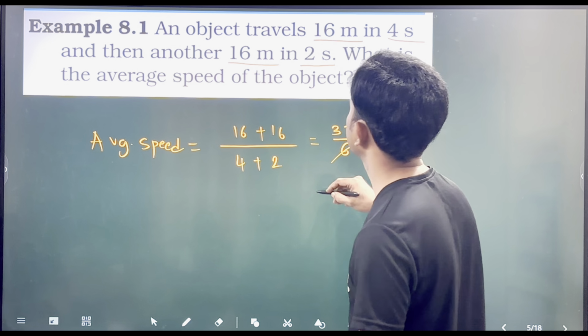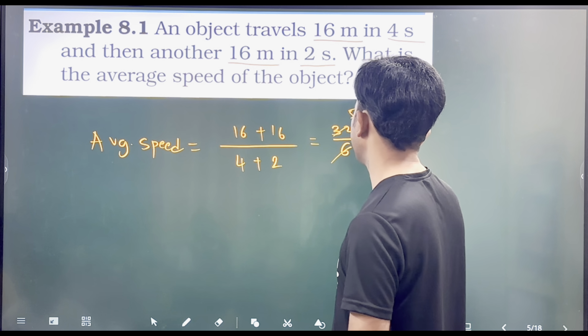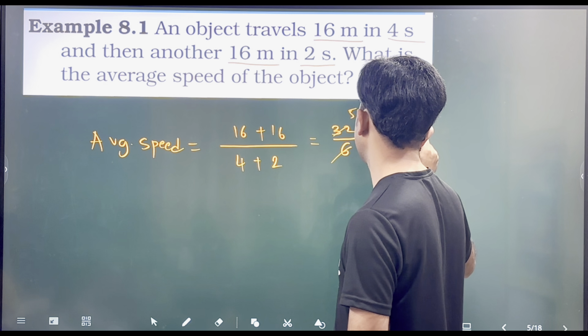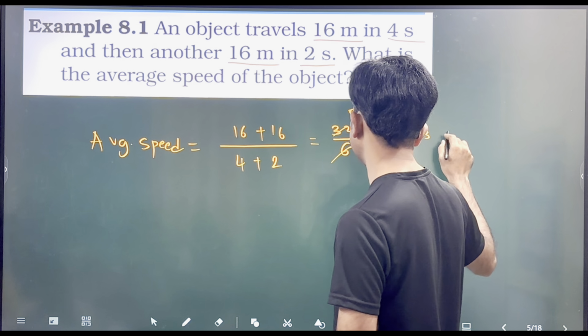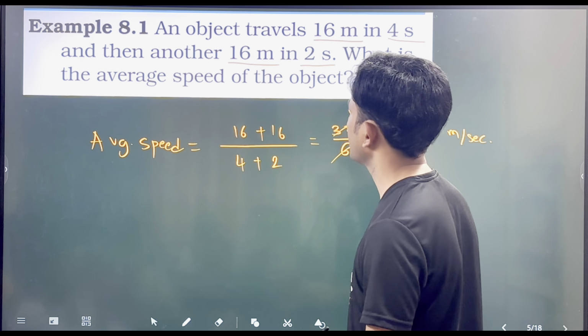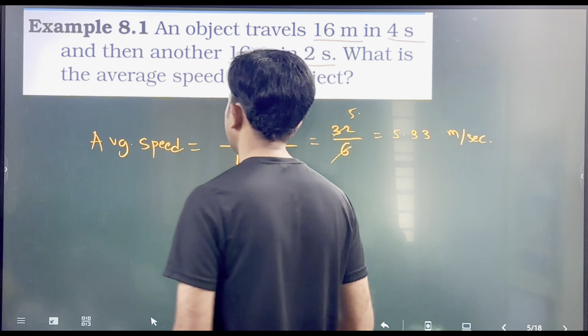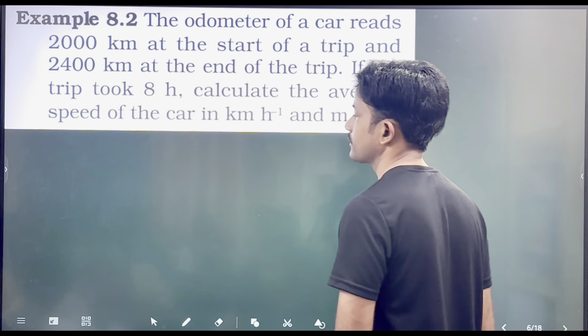So how much is it? 6 fives are 30, then 0.2. 6 threes are 18, like that it will go on. So 5.33 meter per second. The answer is 5.33 meter per second. Okay, now move on to the next question.